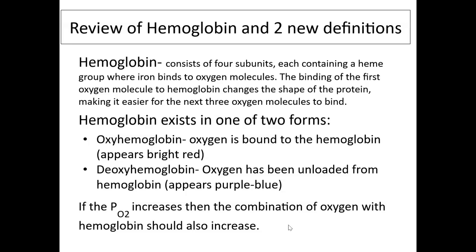In total, 4 molecules of oxygen can bind. When oxygen is bound to hemoglobin, it is called oxyhemoglobin. When oxygen gets released or unloaded from the hemoglobin, it is termed deoxyhemoglobin. A way to think of this is to remember the partial pressure of oxygen increases in the lungs and decreases at the peripheral tissues. If the partial pressure of oxygen increases, then oxygen binding to hemoglobin should also increase.